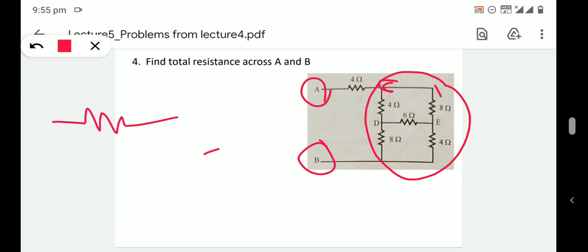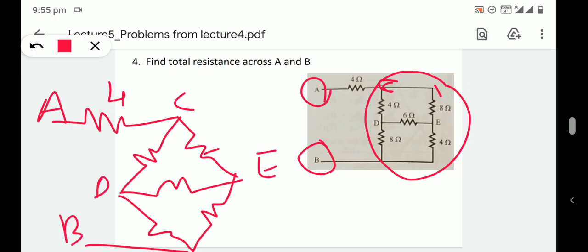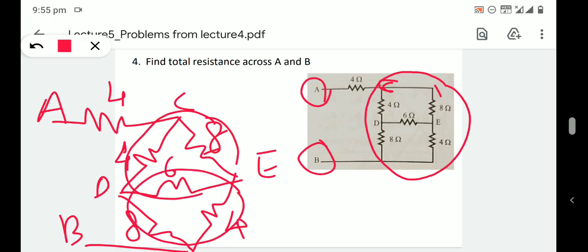This connection can be redrawn like this. Okay, if we redraw this circuit, this is 4 ohm, this is point A, this is point C, this is D, this is E, and this is B. So this is 4 ohm, this will be 8 ohms, this will be 6 ohm, this will be again 8 ohm, this will be again 4 ohm. So this is actually a delta connection, and this is again a delta connection.